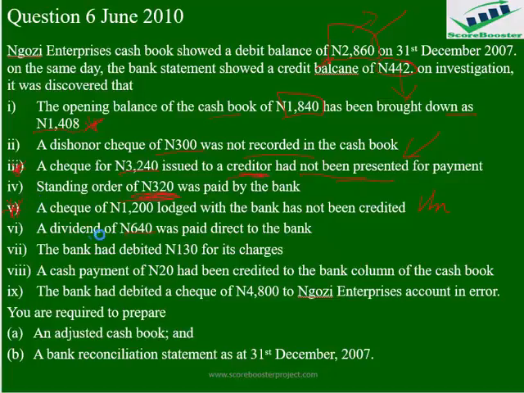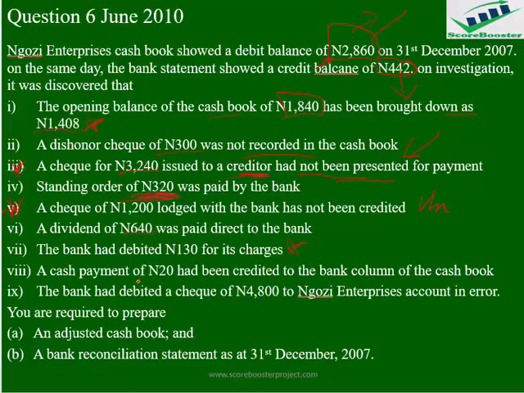Then you have a dividend paid directly to your bank statement, which has not been recorded in your own cash book. The bank has debited you for its charges. Bank charges also. You see how we used it last time? Then a cash payment of 20 naira has been credited to the bank column of the cash book.